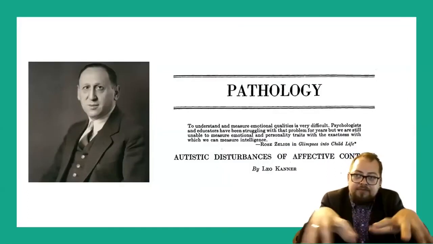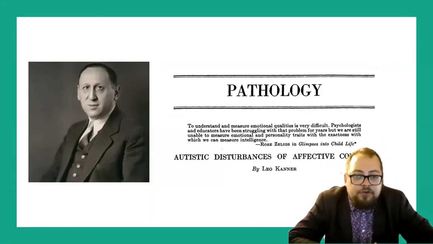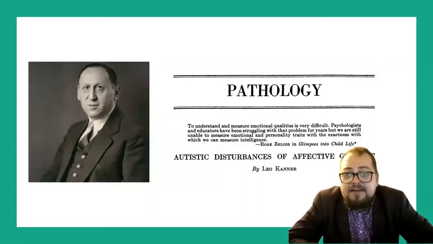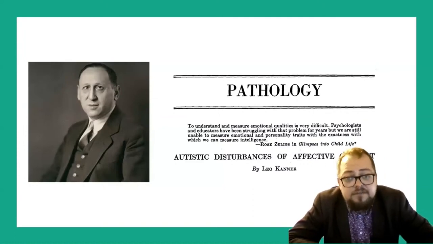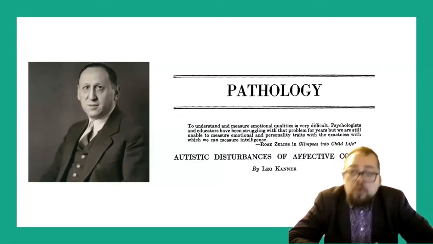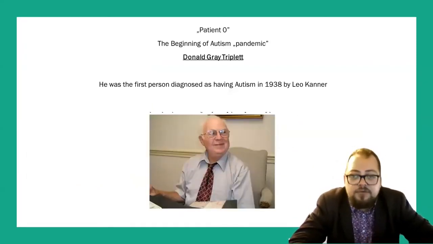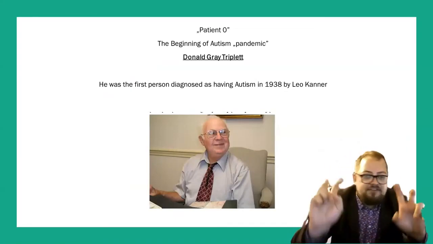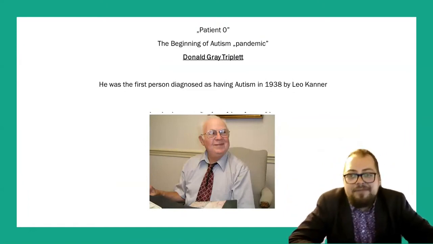Leo Kanner described there a group of 11 children presenting with inter alia preoccupation with objects, monotonous repetitions, an insistence of sameness, but predominantly with deficits in social interaction. Although the first description was in 1943, the first diagnosis was settled in 1938, and first patient ever diagnosed, the patient zero of the autistic pandemic, was Donald Gray Triplett.